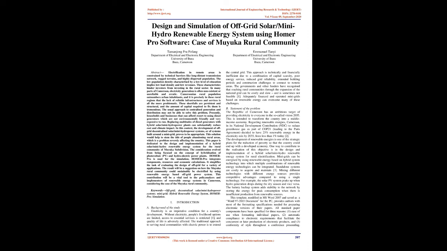The result will be a suggestion on how the Muyuka rural community could sustainably be electrified by using a renewable energy-based off-grid power system. This contribution will be a vital tool to the policymakers and implementers of renewable energy systems in Cameroon, considering the case of the Muyuka rural community. Keywords: off-grid, decentralized solar/mini-hydropower systems, mini-grid, hybrid renewable energy system, Homer Pro, simulation.